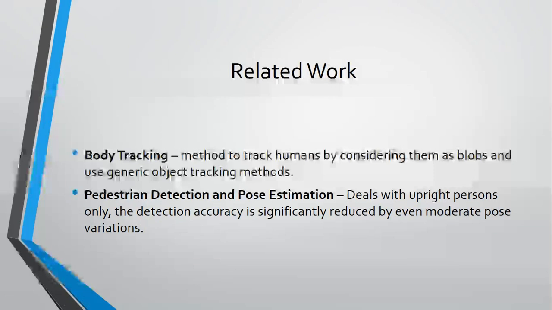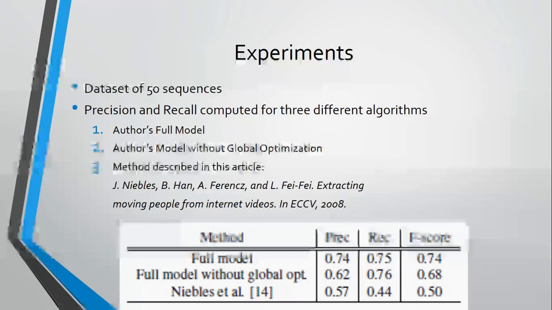For the related work, the authors talk about body tracking, which is a method to track humans by considering them as blobs and using generic object tracking methods. They also talk about pedestrian detection and pose estimation. This method deals only with upright persons, and detection accuracy is significantly reduced by even moderate pose variations.